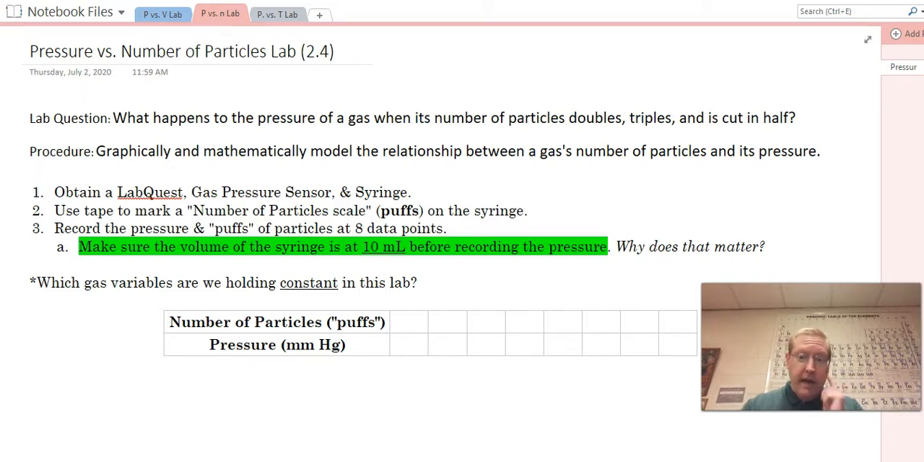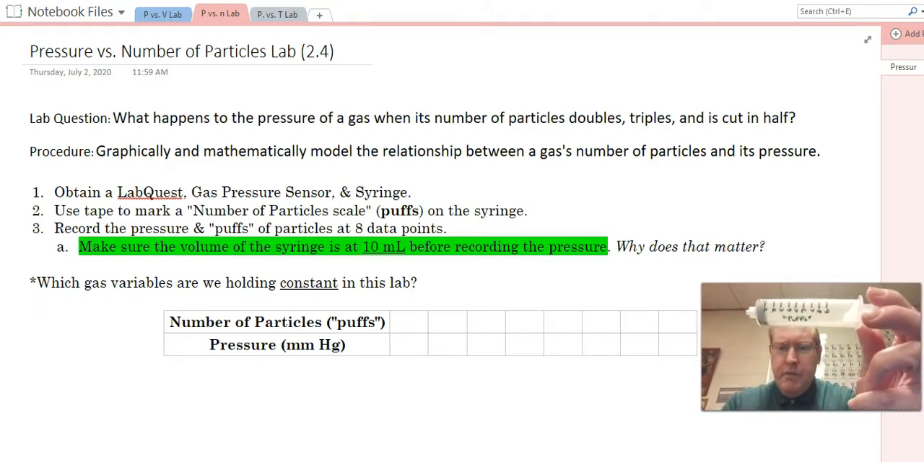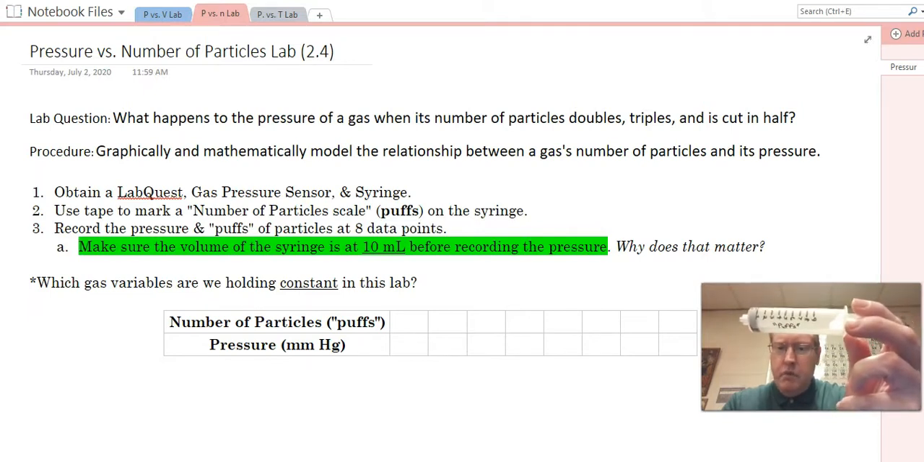But this time, I had to modify my syringe a little bit. It says use tape to mark a number of particles scale that we'll call the puffs scale. So I went ahead and did that on my syringe. You can see here that I just put a piece of tape on there, and I evenly spaced, as well as I could, markings that we're just going to call puffs.